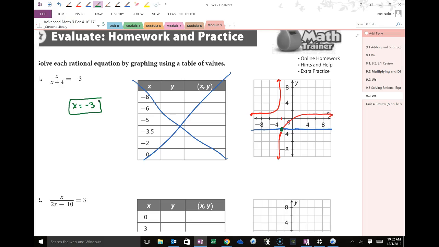So are you okay to do number 2 on your own? Okay. Anybody else love Desmos as much as me yet? It's pretty amazing.